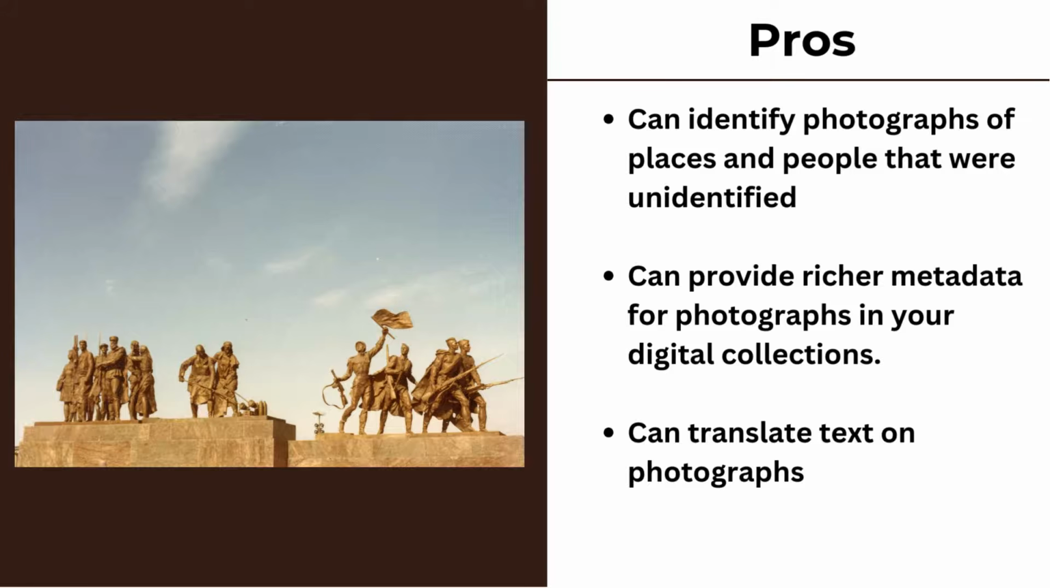The pros of using Google Lens is that you can identify some photographs in your collection that have no information, like the one pictured. Because of this, you can provide richer metadata for your digital collections. Google Lens can also provide text translation for photographs, but it is limited.